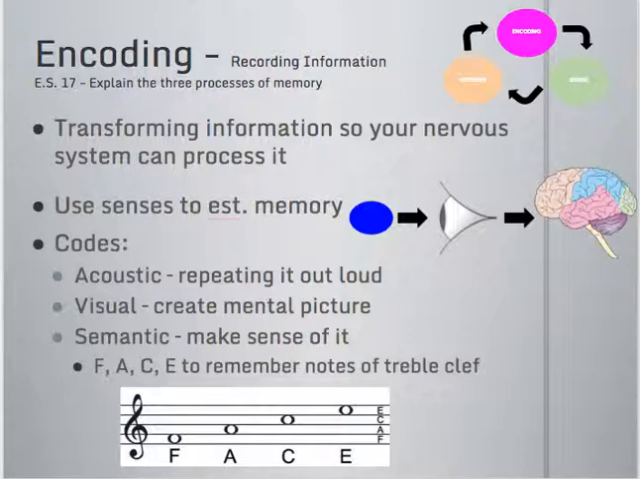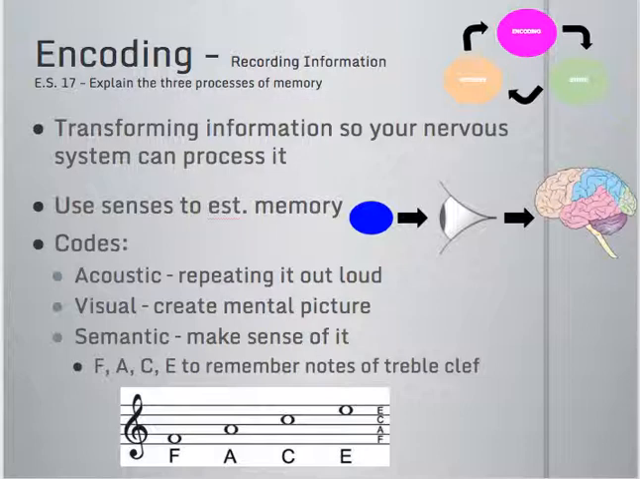So your three codes are acoustic, visual, and semantic. Acoustic is simply just repeating it out loud. So if I give you a shopping list of 5 items, you probably just say it over and over and over. Apple, bananas, pears, apple, bananas, pears, and you'll start to remember it. So when you go to the grocery store, you remember apple, bananas, pears. Visual is creating some type of mental picture. Okay, whether that's a story about a bear and a tree, or where you maybe see the words on the page that you're looking at. So some type of mental picture to help visualize what you need to remember.